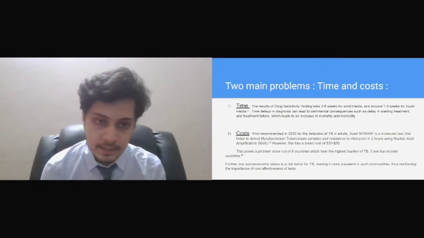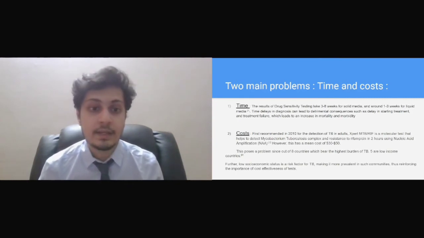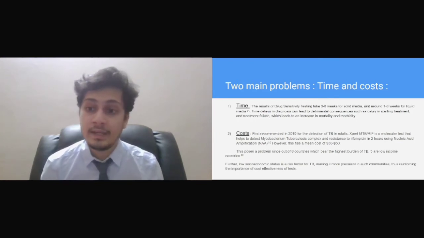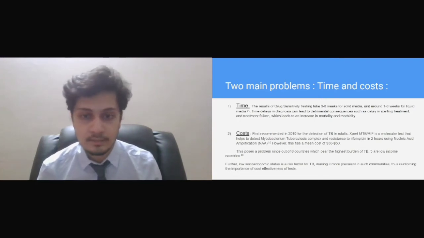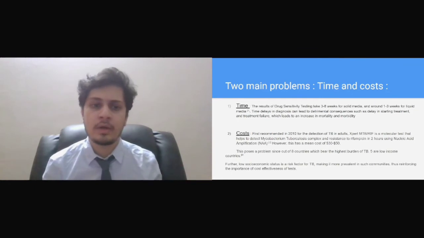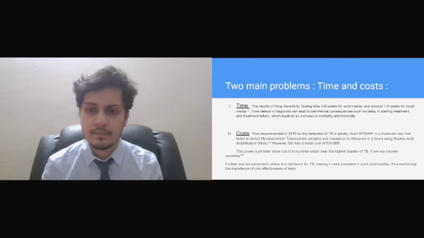Now, any delay in diagnosis can lead to us giving the wrong drugs. It can lead to detrimental effects, for example, any delay in starting treatment and treatment failure, which can lead to an increase in mortality and morbidity. Now, once we're done with the concept of time and how a longer time to diagnosis leads to increased mortality and morbidity, let us look at the costs.